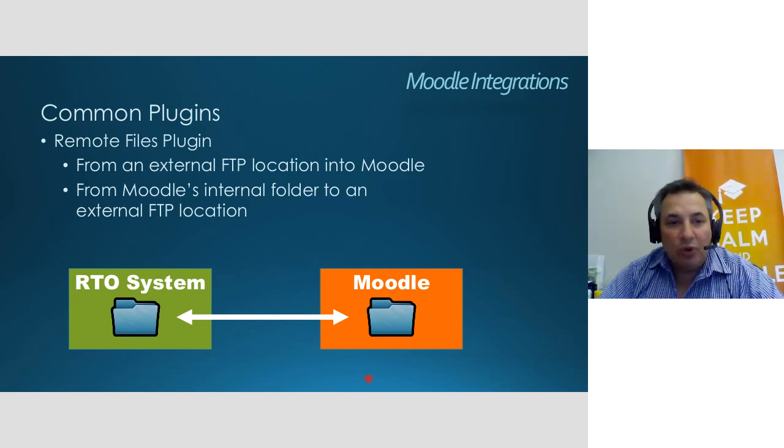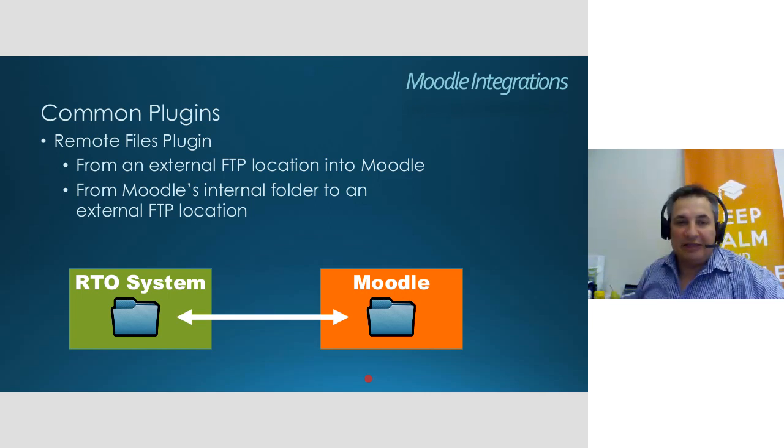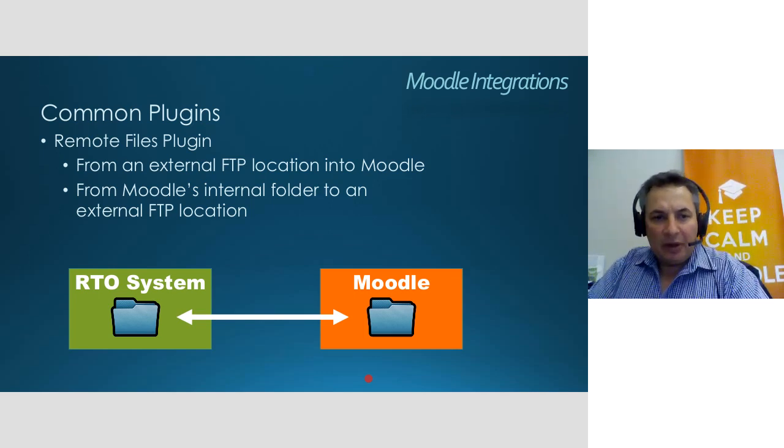And so the first common plugin we ended up working with was something called the Remote Files plugin. What that plugin allowed us to do was to move folders, move CSV files from an external FTP location into Moodle, and then move them from Moodle to an external location. Now that may sound simple, but it's not necessarily the case, because there are all these hoops and loops that one has to jump through. Now, FTP file, CSV files is one format that the data can take.